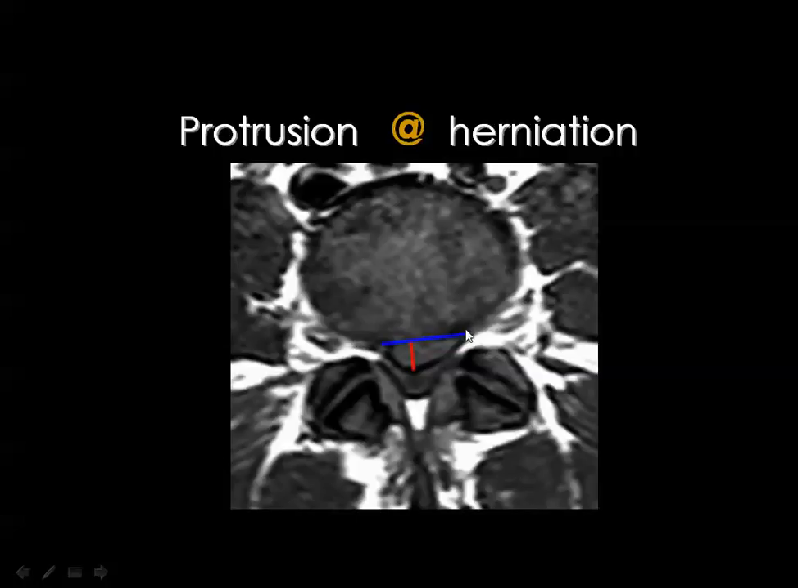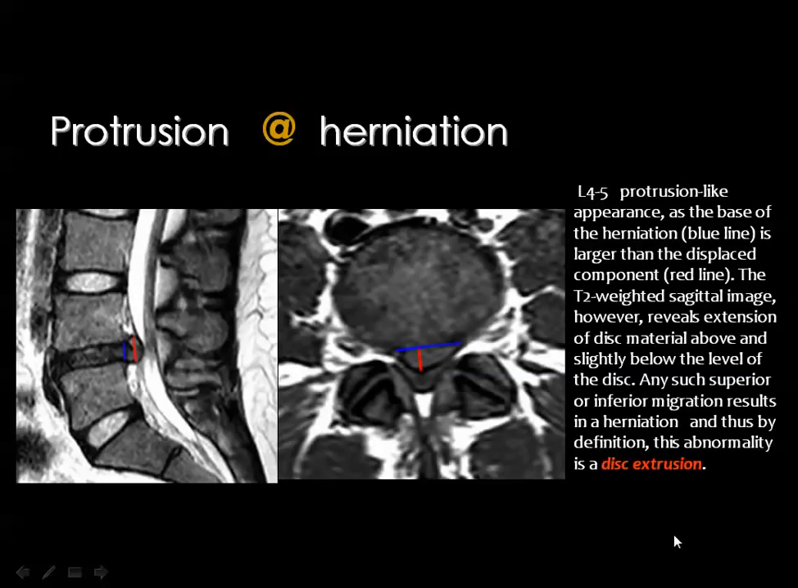You measure the base of the disc against the height of the disc. If the base is more than the height, then you assume that this is protrusion. If the height is more than the base, you can assume that this is herniation. Look at this example. And you see here, if you measure the base against the height, the base is more than the height. Then this means that this disc is protrusion by definition.